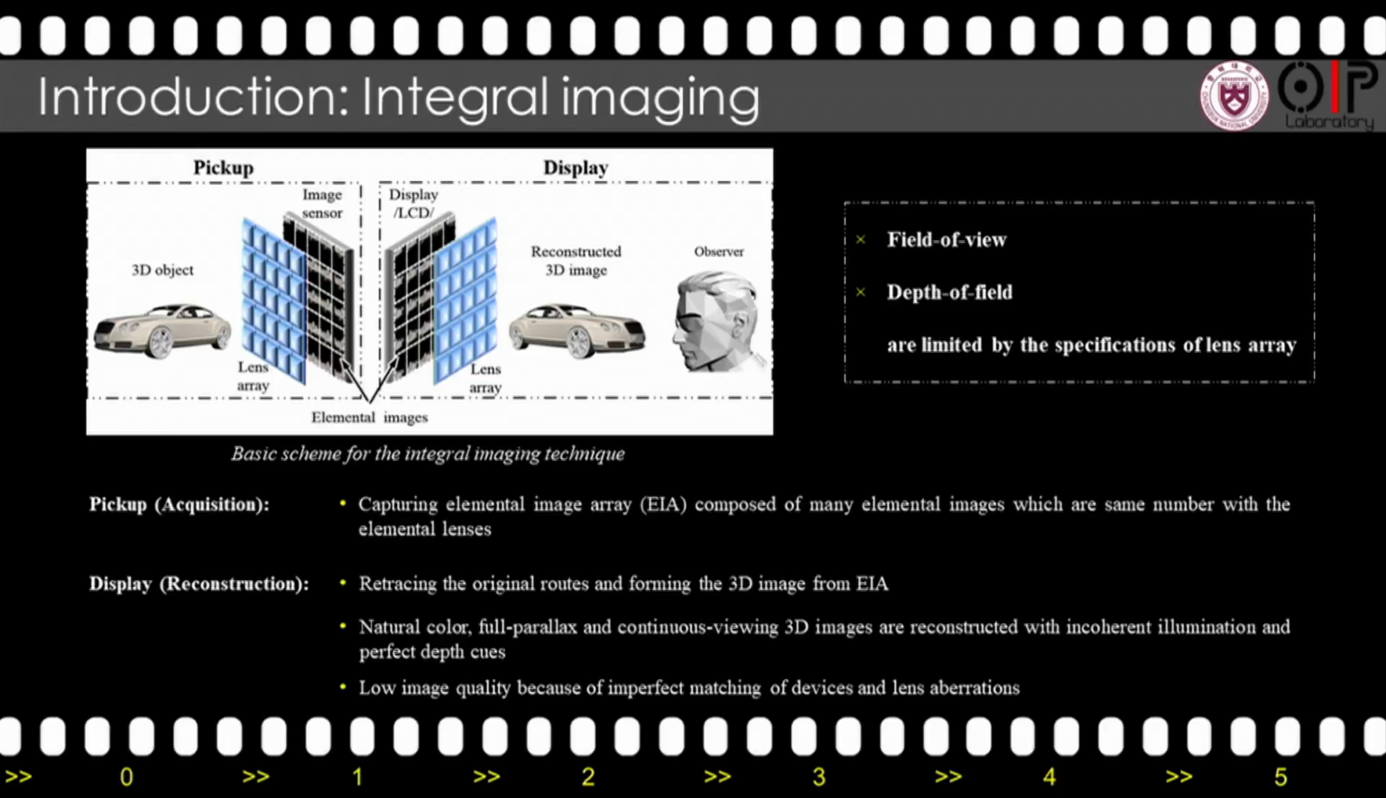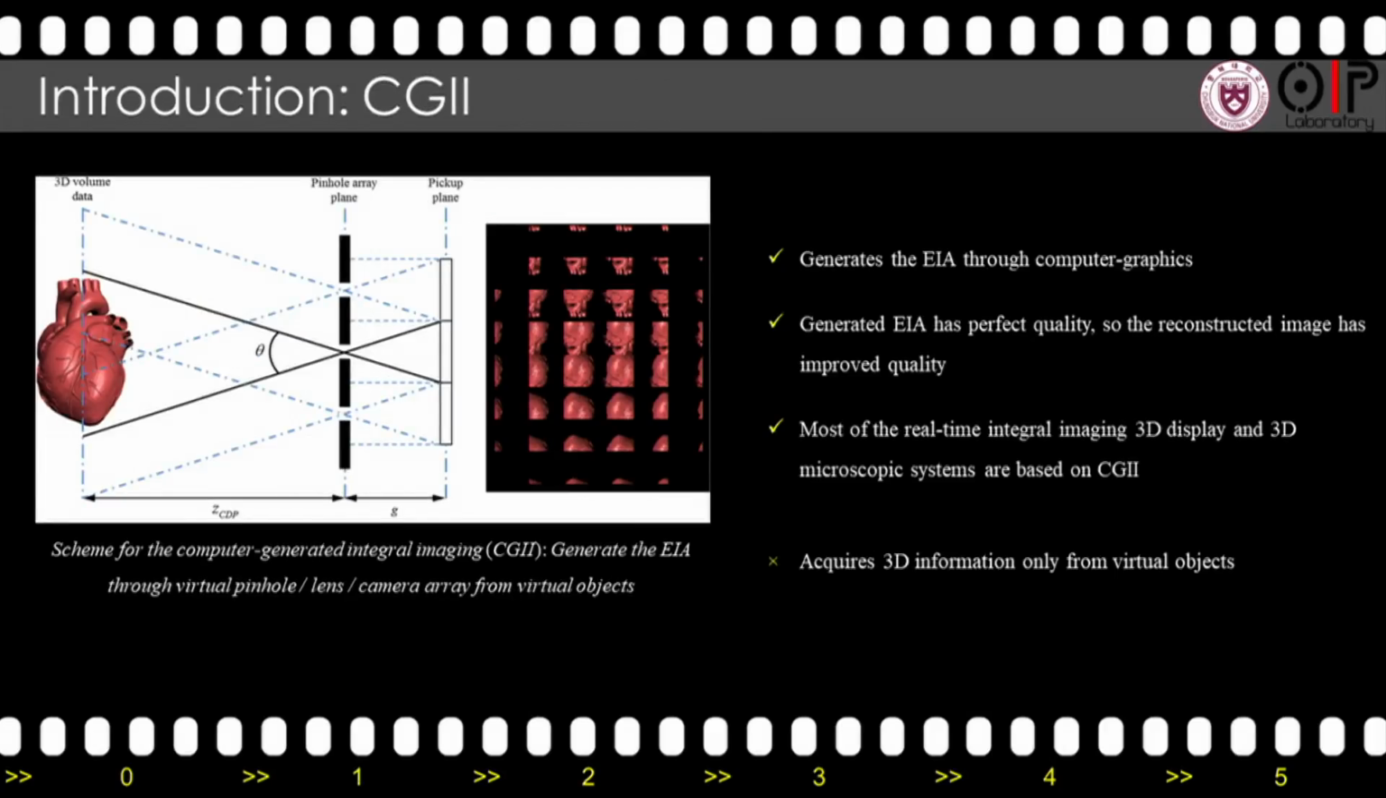So, especially for the imperfect matching of the optical device and lens aberrations, computer-generated integral imaging is a distinguished solution. In this case, the pickup process of integral imaging can be carried out through computer generation. So the generated elemental image has perfect quality, and accordingly, the reconstructed three-dimensional image quality can be improved. Most of the recent integral imaging displays are based on the computer-generated integral imaging scheme.